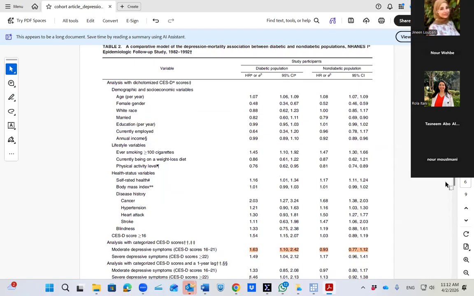But if you want to take advantage of the time, and you know that you have people lost to follow up, we might not have an equal follow up period. What would be your second option? Maybe incidence rate ratios, per person years. Yes, person years. Person years actually does account for that.